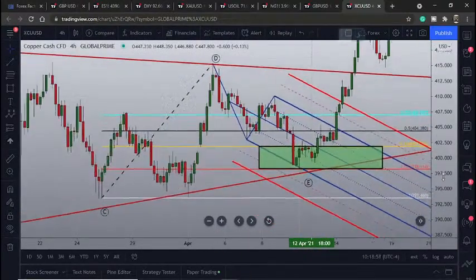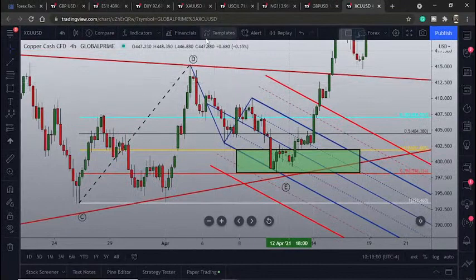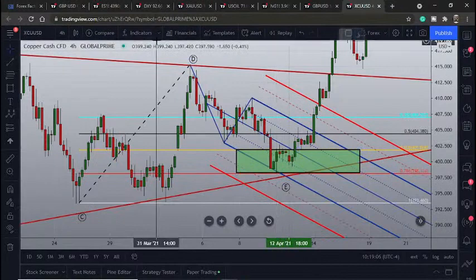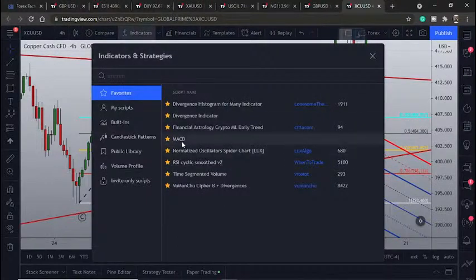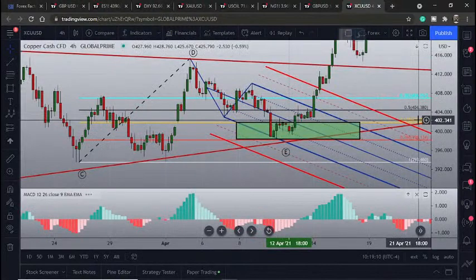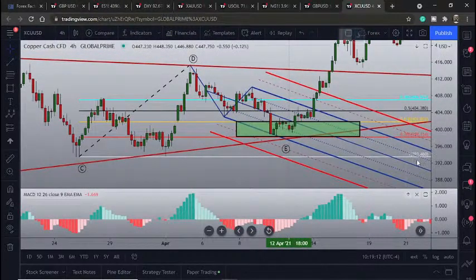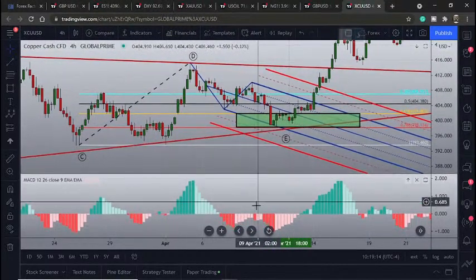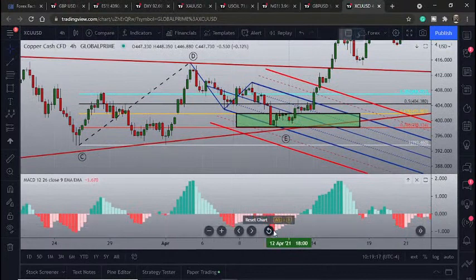Now, very importantly, and this is how entries work for me, I want to see momentum slow down into an area. And typically what I do is look at a MACD, and I want to see the histogram show me divergence. We did not get that in this case.